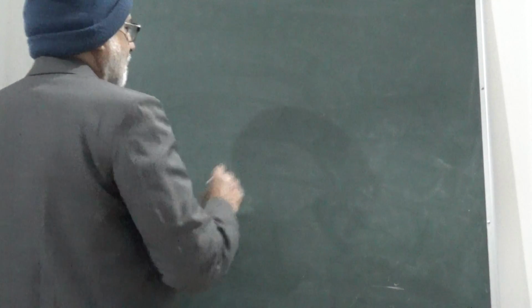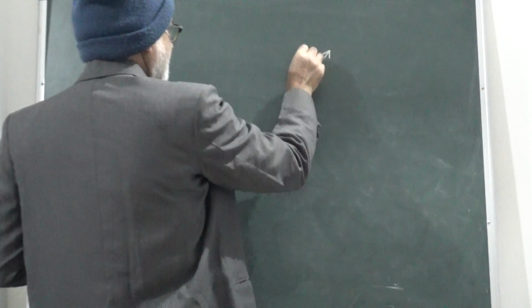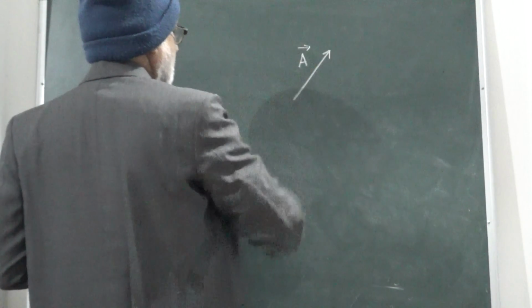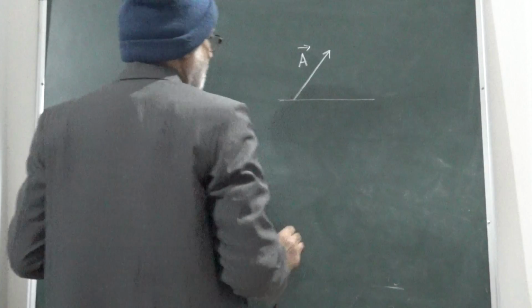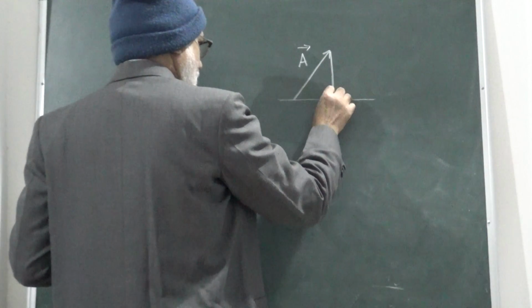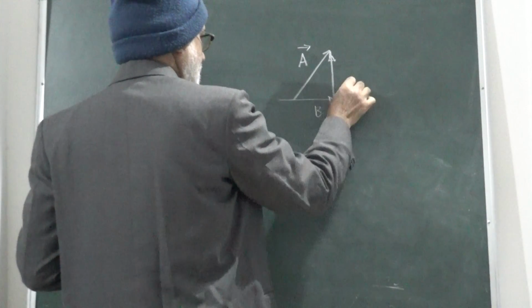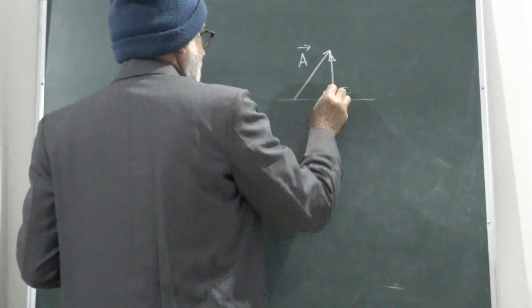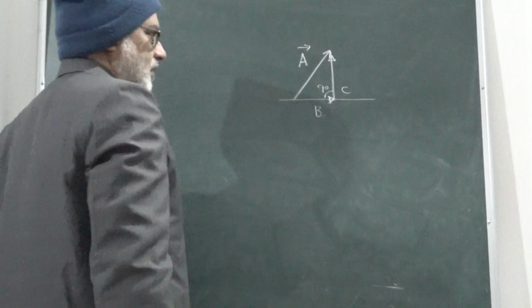Now, we have studied that a vector A can be resolved into two rectangular components. These are the two rectangular components of A. We suppose they are B and C. The only condition is that rectangular components make an angle of 90 degrees with each other.